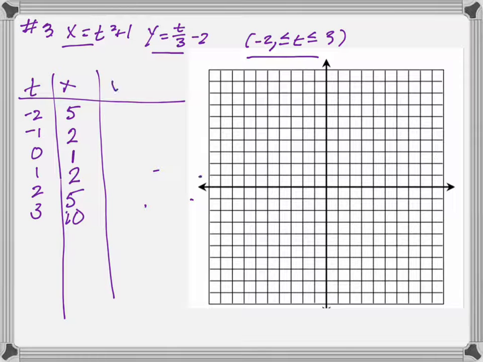All right, for y, we have t over 3 minus 2. So -2/3 minus 2 would be -2 and 2/3. -1/3 minus 2 would be -2 and 1/3. 0 minus 2 would be -2. 1/3 minus 2 would be -1 and 2/3. 2/3 minus 2 would be -1 and 1/3. And 3 over 3 is 1 minus 2, which is negative 1.